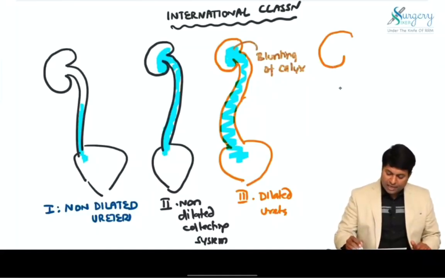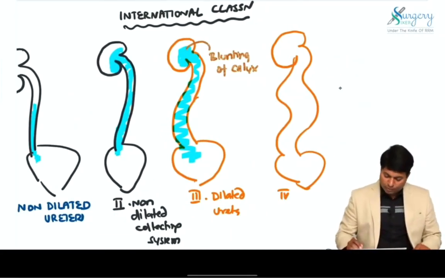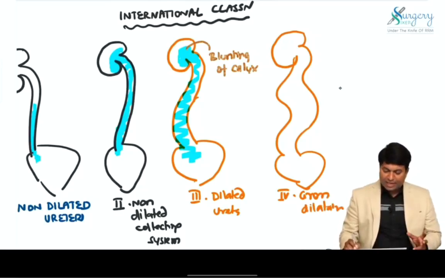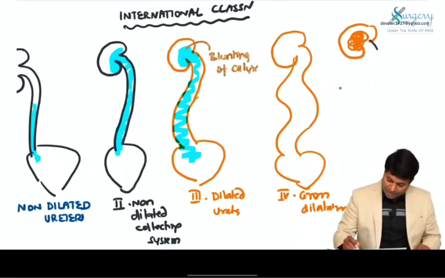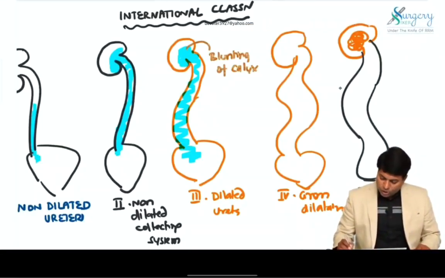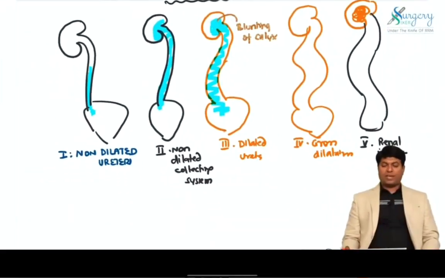Grade 4 is a condition in which the ureter is grossly dilated like this. Grossly dilated ureter is grade 4. And grade 5 is a condition in which the kidney is gone. The kidney is totally damaged. The calyces show damage. Gross dilated ureter, renal pelvis, everything is disturbed, injured. Because of gross dilatation and reflux, renal injury is present. This is the international classification of vesicoureteric reflux.